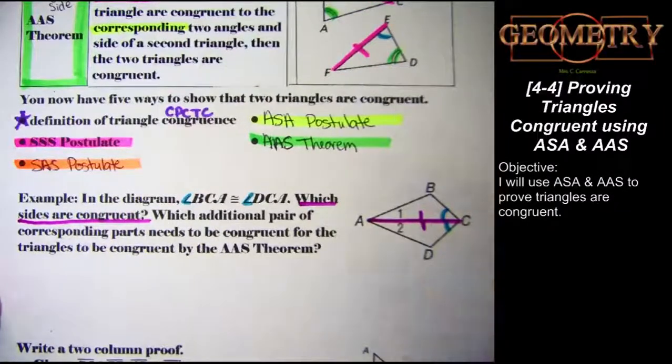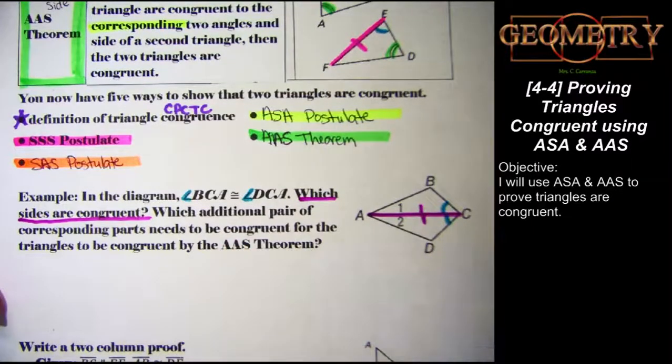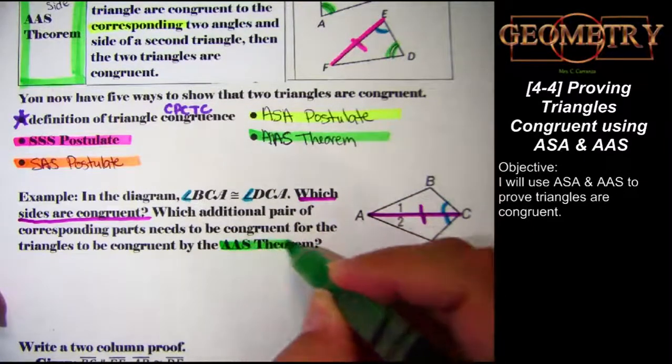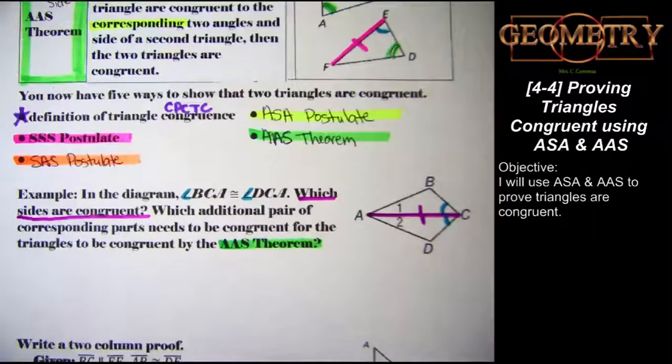The question is, what additional pair of corresponding parts need to be congruent in order for us to use the angle-angle side theorem to state the triangles are congruent? Well, for angle-angle side, what information do we need to have? How many angles? How many sides? 2 angles. And the non-included side. One pair of sides, but it has to be the one that's not between the angles.